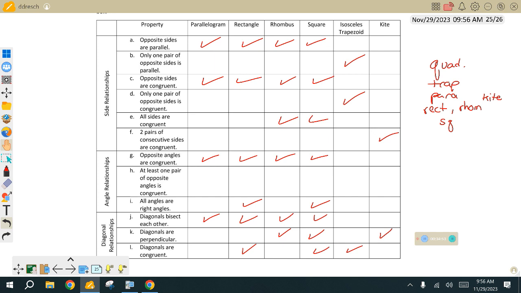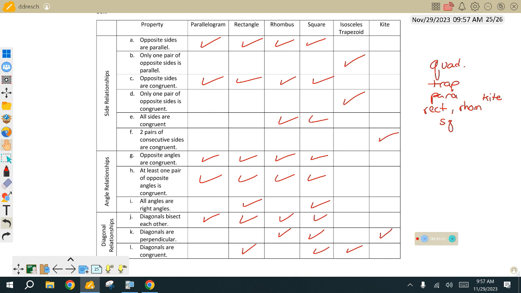Lastly, at least one pair of opposite angles is congruent. That's a weird phrasing. At least one pair of opposite angles is congruent. So when we say the word at least, that's going to check off a whole bunch of those, isn't it? So that's going to get us those first four again, aren't they? At least one pair. That has at least one pair, doesn't it?